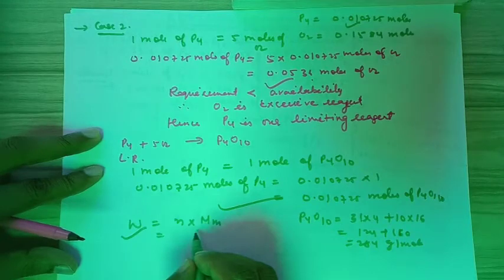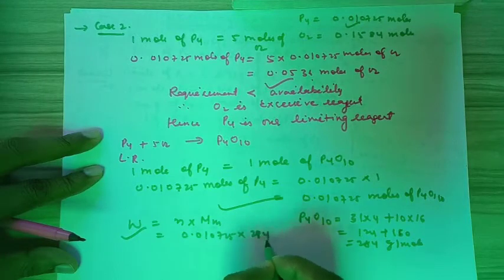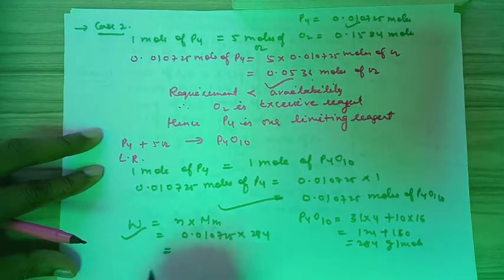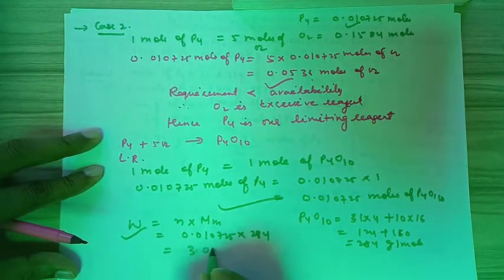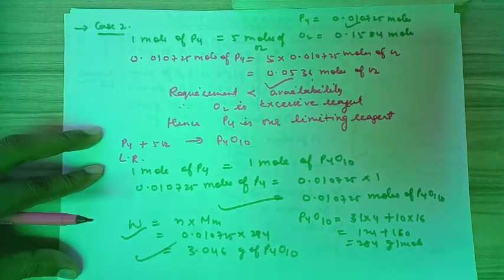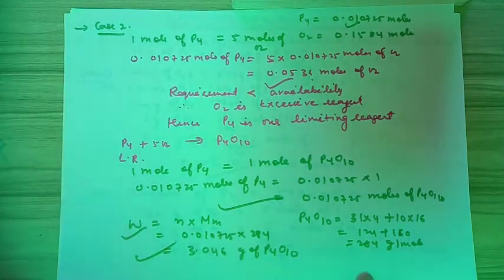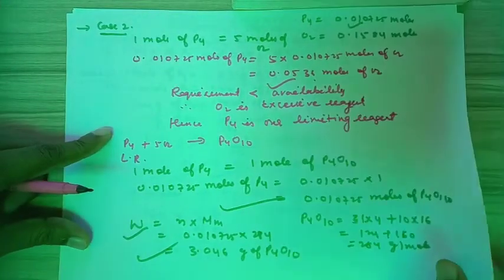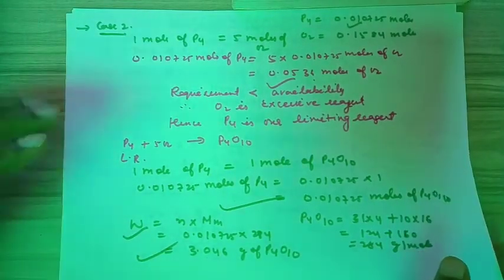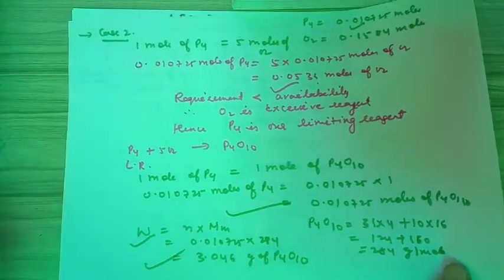So on solving we'll get 0.010725 into 284. On multiplying we'll get 3.046 gram of P4O10. So this is the amount of P4O10 obtained over here. So in this way we can solve the numerical. Let's take another question. Now solving more and more questions will make it easy.